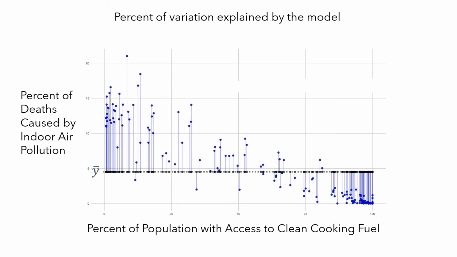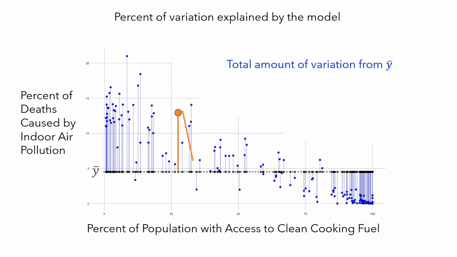To compute the percent of variation explained by the model, we'll start by measuring the total amount of variation from the overall mean. We'll start by taking the first data point in our list and finding its distance or deviation from the mean. We can represent this amount as y sub 1 minus y bar. And if y sub 1 happened to be less than y bar, then this would be negative. But we're just interested in the overall size, so we'll square it to make it positive.